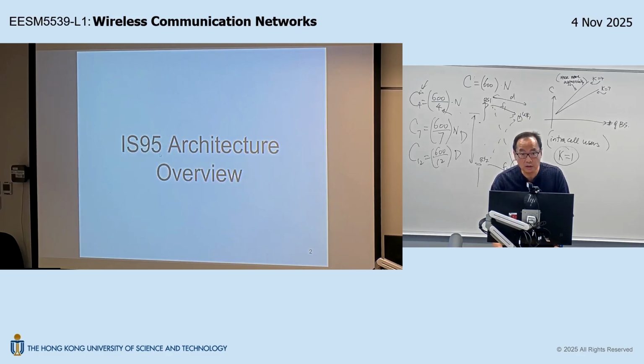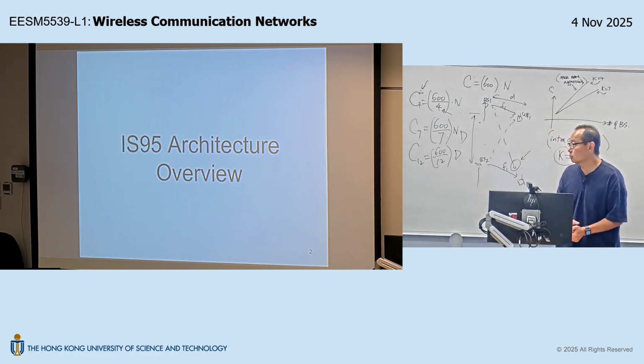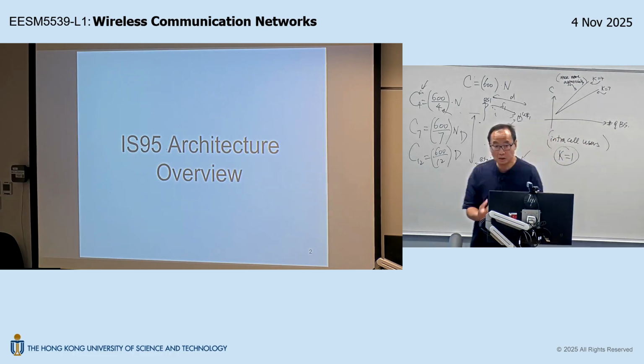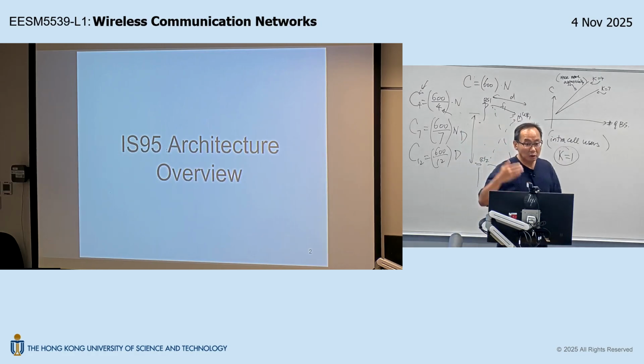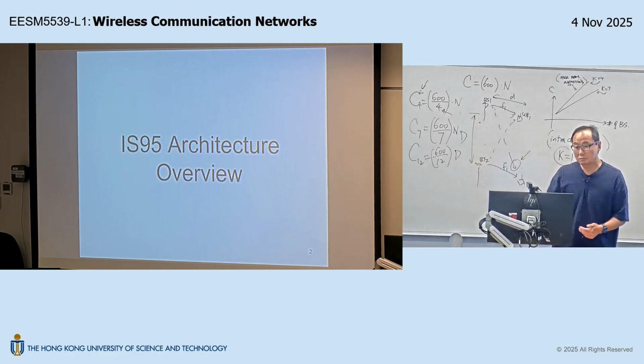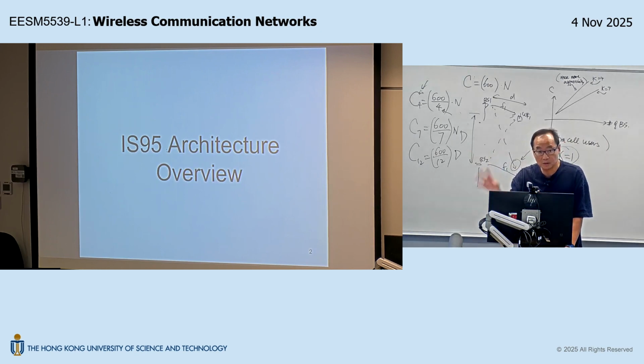So IS-95 was actually invented by Qualcomm. It's actually the first application of spread spectrum technology into cellular systems. Okay, and because of this investment in technology, Qualcomm owns a lot of fundamental patents related to CDMA technologies. And later on, when people upgraded to 3G, 3G is entirely based on CDMA. So Qualcomm owns a lot of fundamental patents, and it earns a huge amount of money from licensing these fundamental patents in CDMA systems. So I will talk about this later.